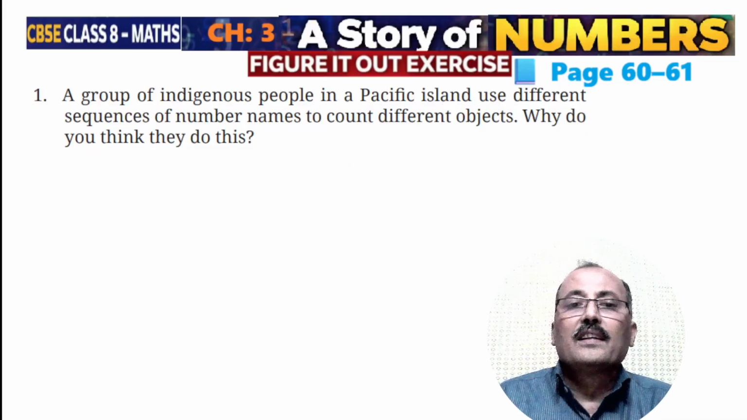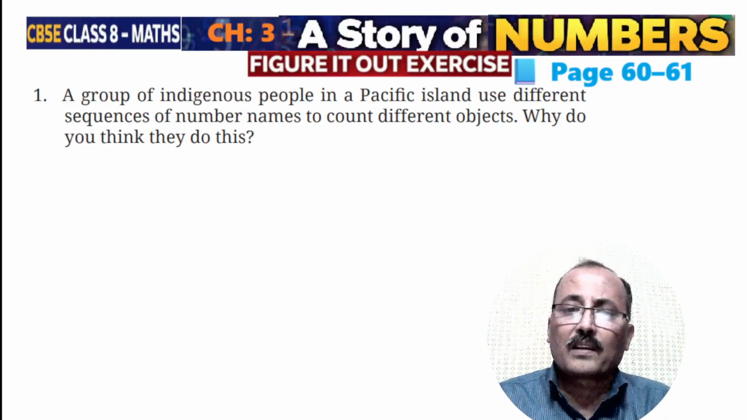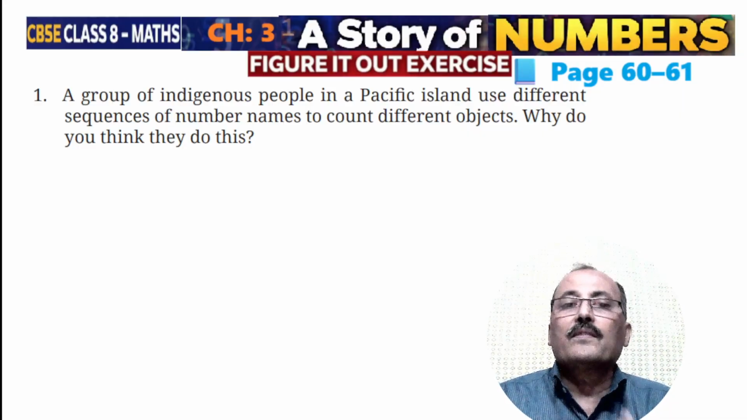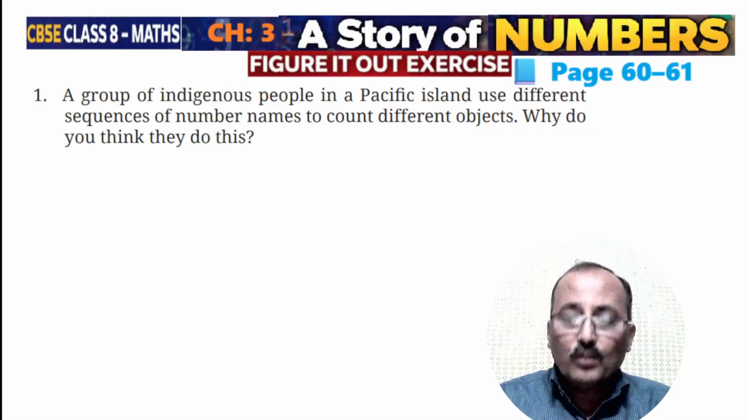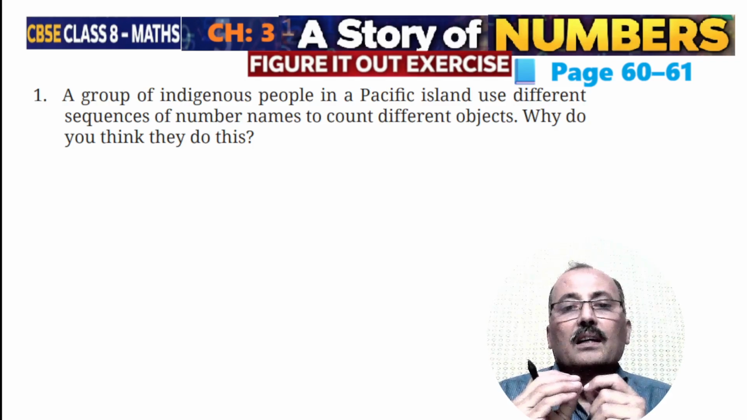You see, coconuts are there, fish is there. Say they have one symbol for fish. If they write that symbol, it is for counting fish. So they used different symbols for different things.